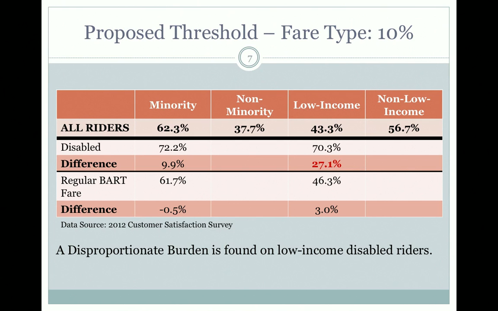However, when we look at the low-income disabled riders, which report themselves as 70.3%, as compared to the overall low-income riders, which report themselves as 43.3%, there is a difference of 27.1%. This does exceed our 10% threshold and would result in a disproportionate burden on low-income disabled riders. Since we have found a disproportionate burden on low-income disabled riders, BART will have to take additional steps, and we will outline these additional steps later on in the presentation.